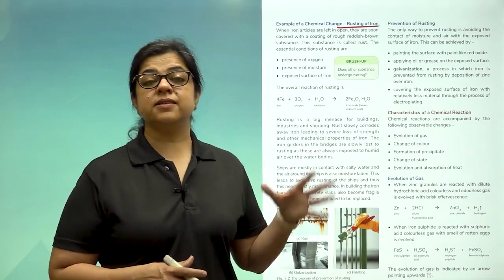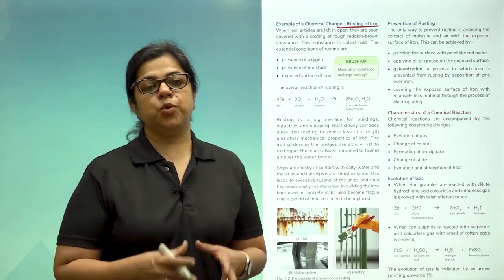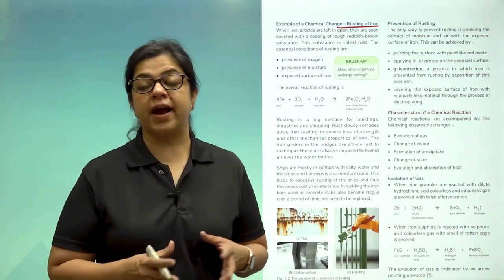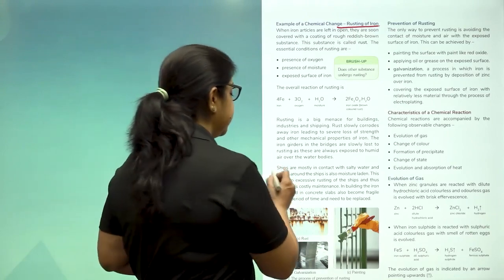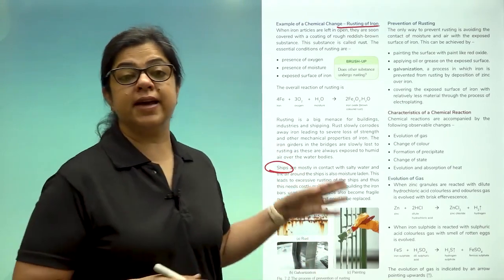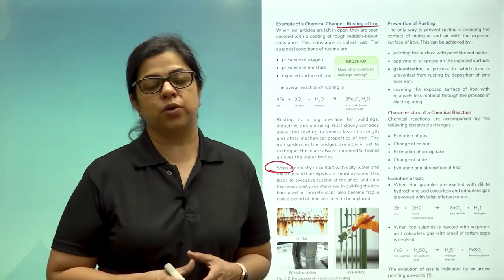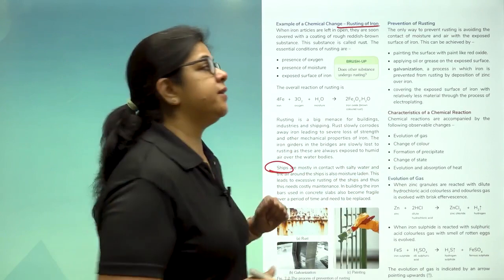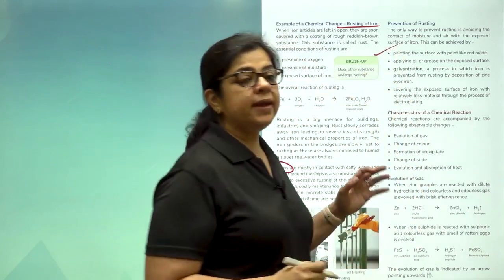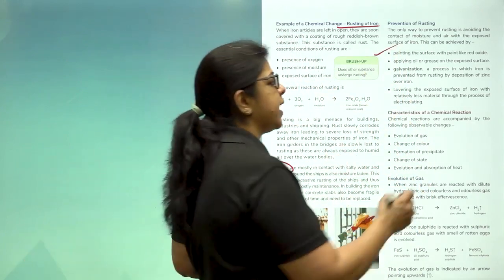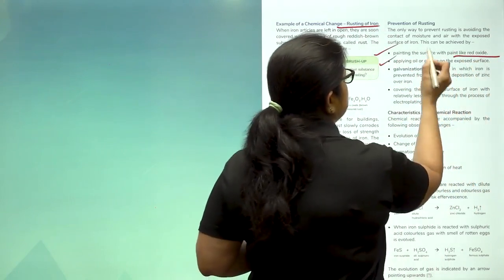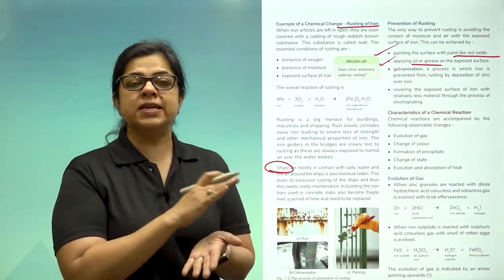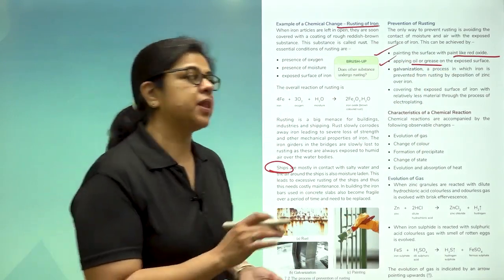So children, now you understand what is rusting. Rusting is a very damaging process that ruins our gates. It ruins so many things that are made up of iron around us, and even huge things like ships which are constantly in contact with water are affected a lot by rusting. How do you prevent rusting? Number one, you paint the surface with paints like red oxide. You apply oil and grease on the exposed surface. This removes the contact with air.